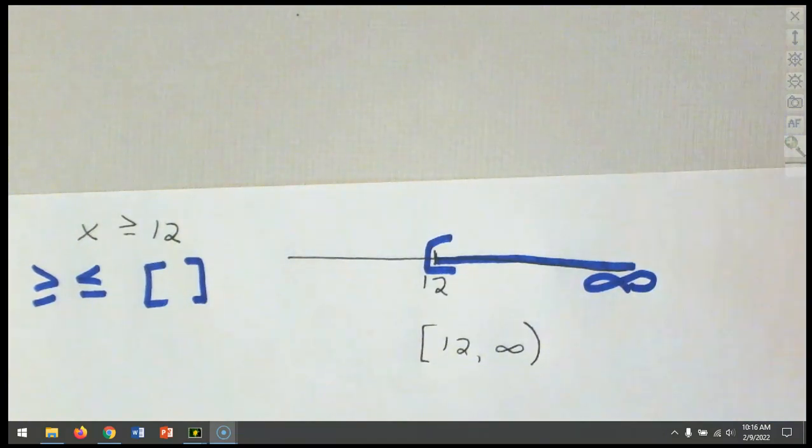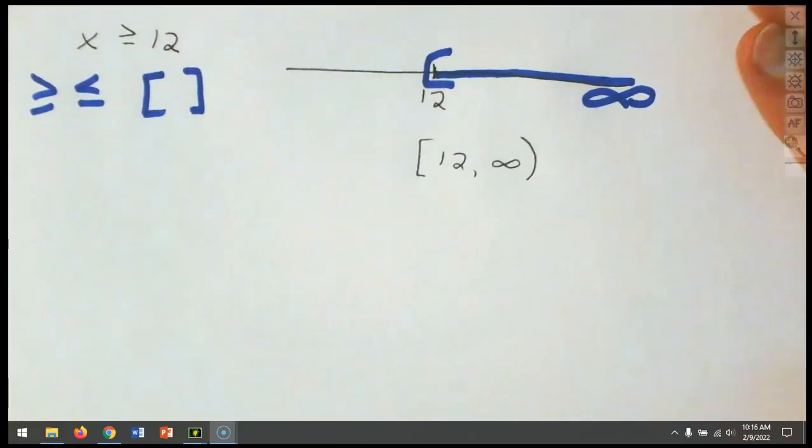One more, and then we'll start solving. Let's do a double inequality, a three-part inequality.